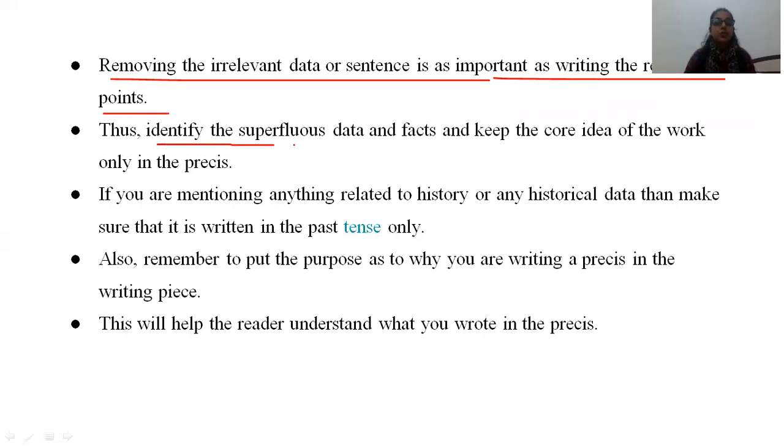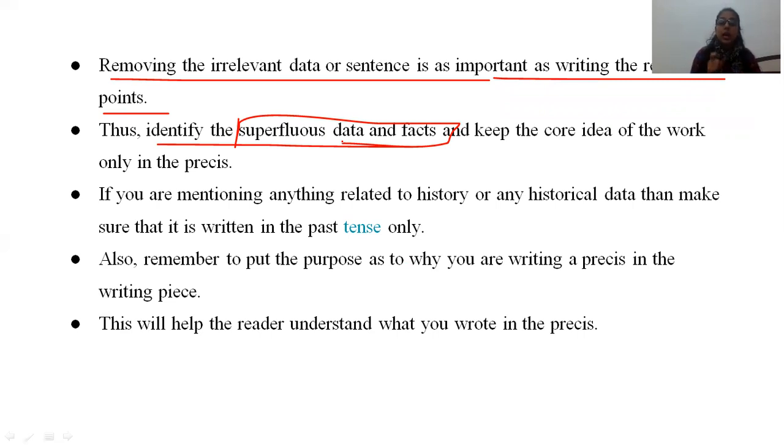Thus, identify the superfluous data in facts. Yes, you have to focus on major things. Now, many students have this issue. They say, ma'am, if the paragraph is of 20 lines and I have to consolidate it into 5 to 7 or 8 lines, how is it possible? And I don't have to leave any important information.